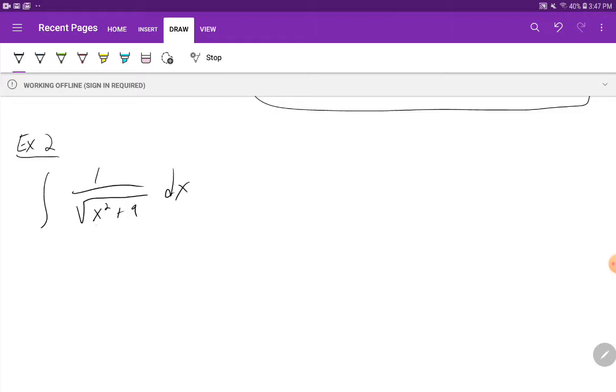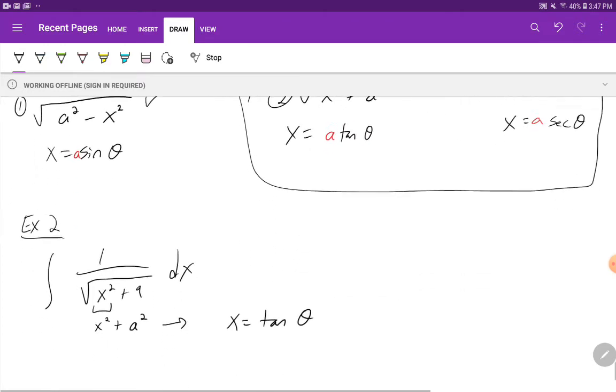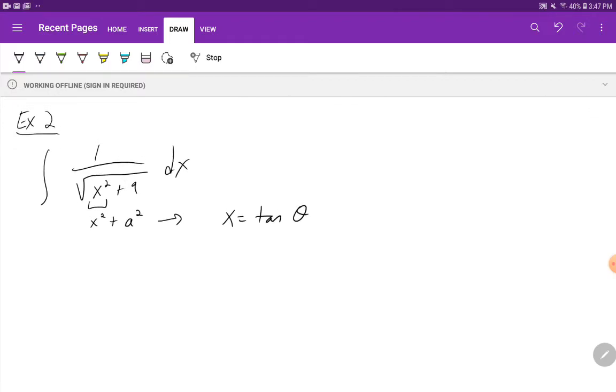If I look at the form, I see x squared plus a squared, which tells me I'm using the x equals 3 tangent theta substitution, right? I see that form in my problem somewhere, therefore I'm going to make the substitutions. I mirrored example 1 that we did in class, because that's kind of what we're doing, just with a little bit more trig. So watch, let's make the substitution and see what we get.